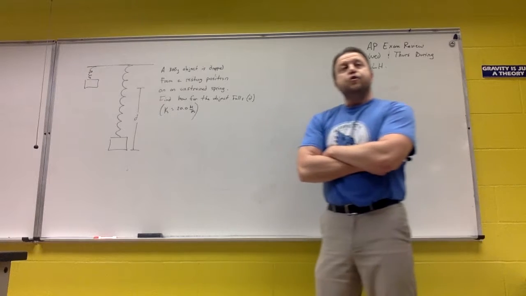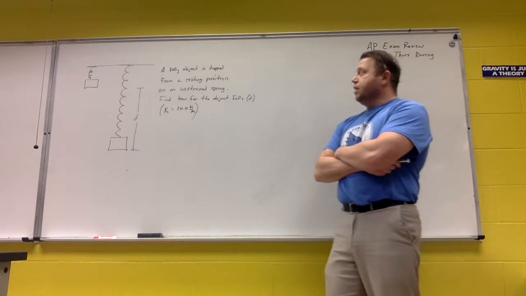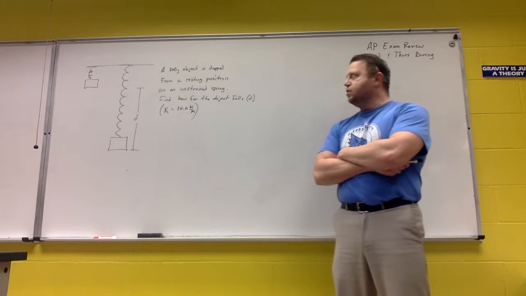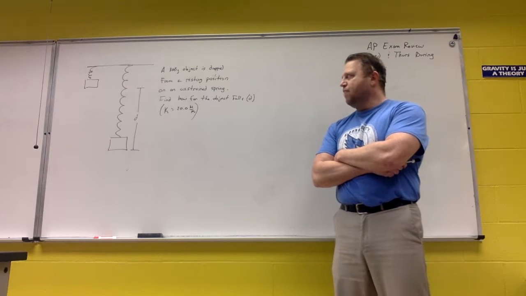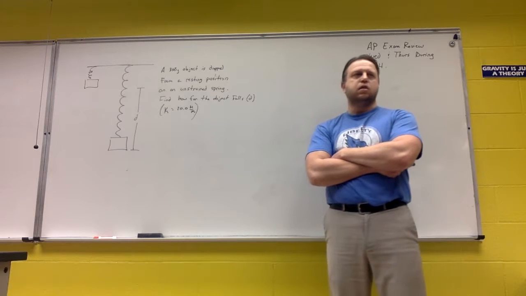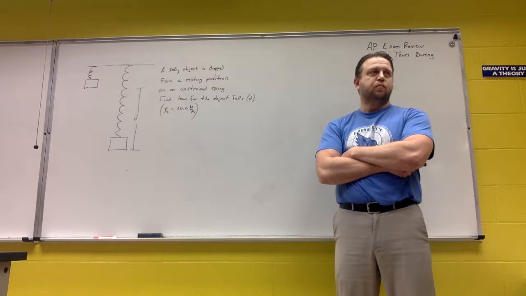All right, we have a 300-gram object that's dropped from a resting position on an unstrained spring. We want to find the distance the object falls if the spring has a constant of 20 newtons per meter.